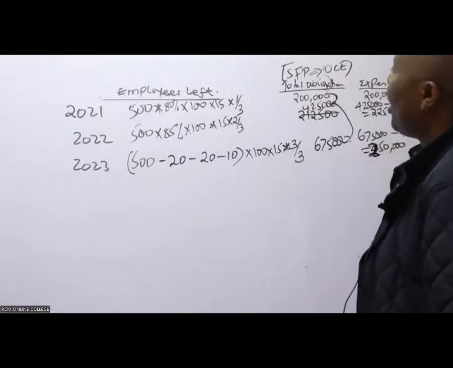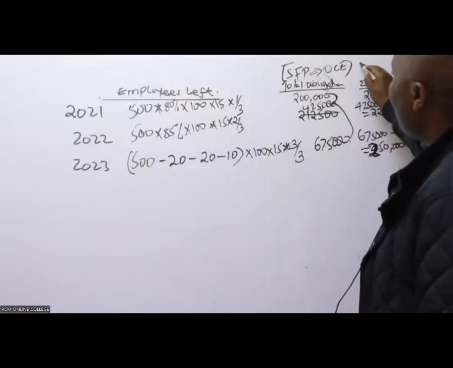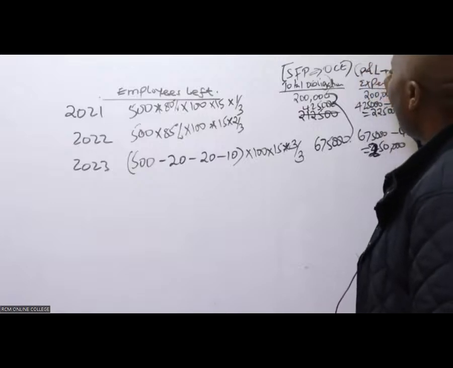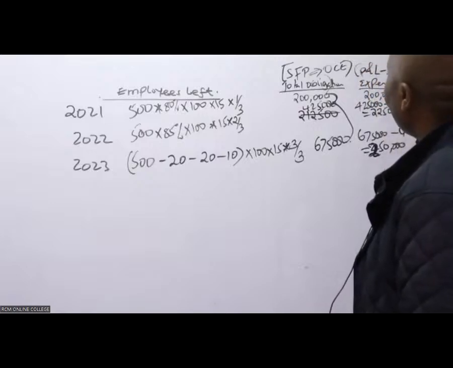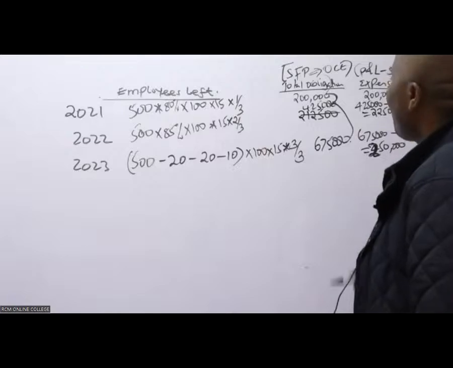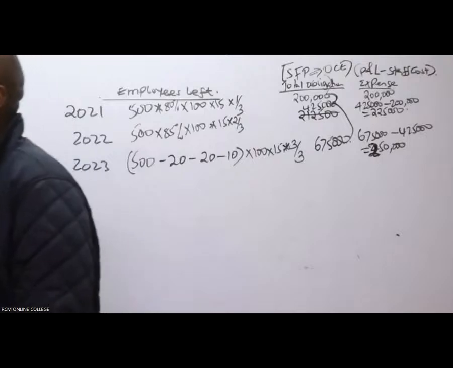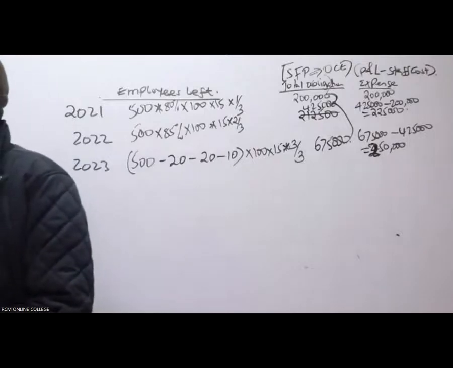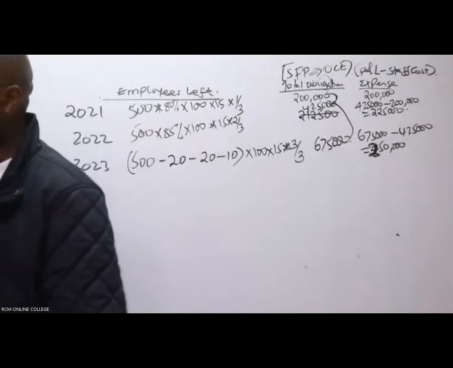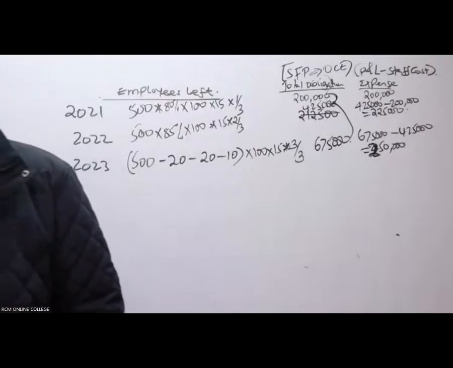250,000. And then, of course, this is what I expect to see in the P and L under staff costs.